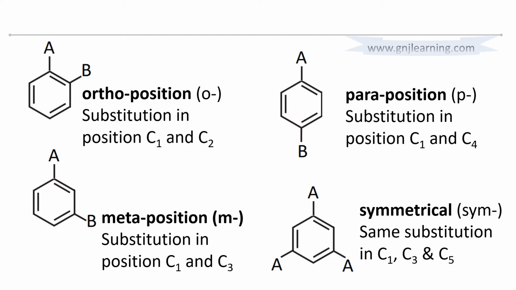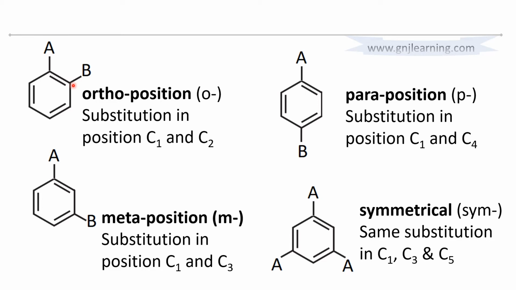Before going into that detail, first we will look into some of the basics that we should know before going to the naming of the haloarenes. Okay, so here we have a benzene ring, and in this benzene ring we have 2 substitutions, one in this carbon and the next one in this carbon.